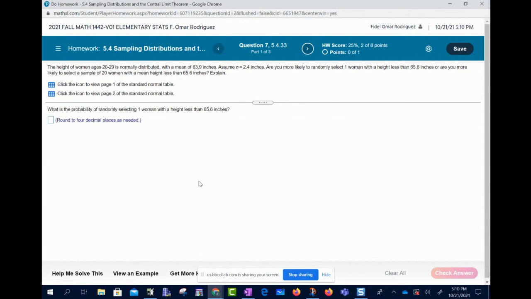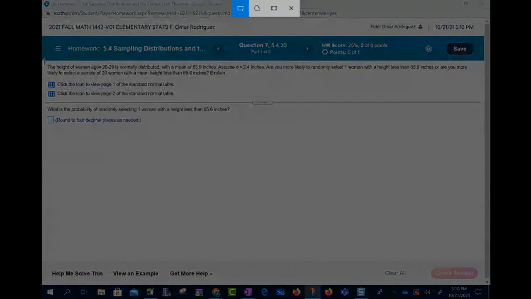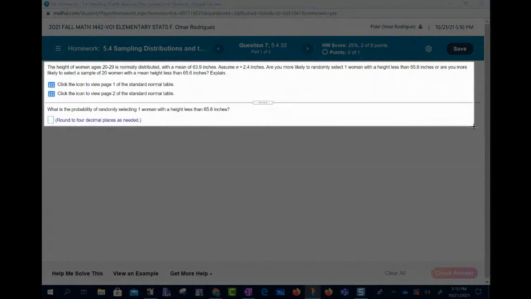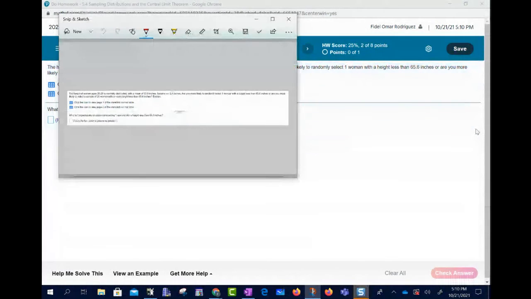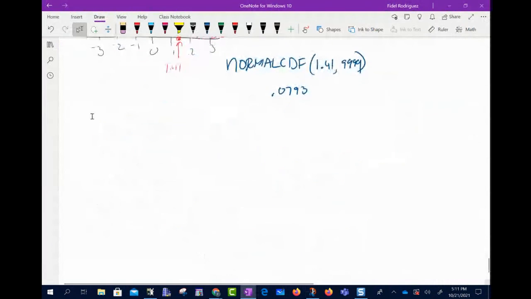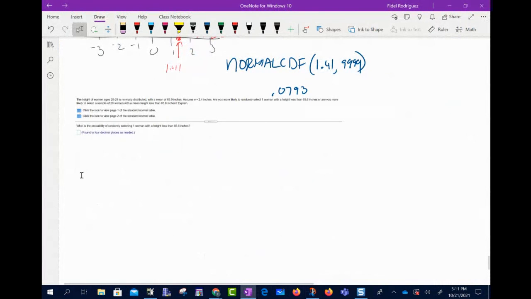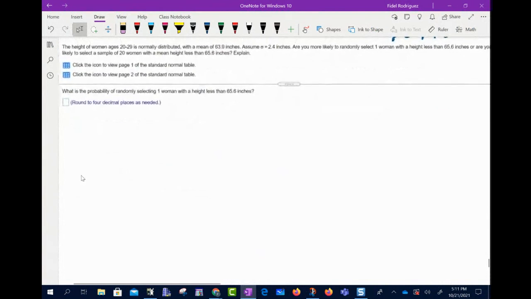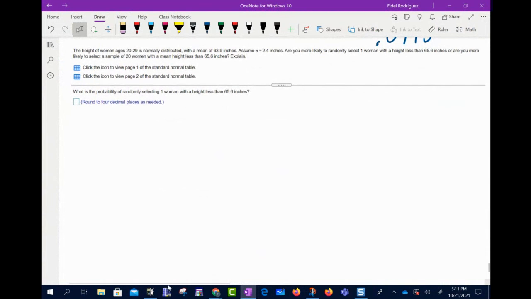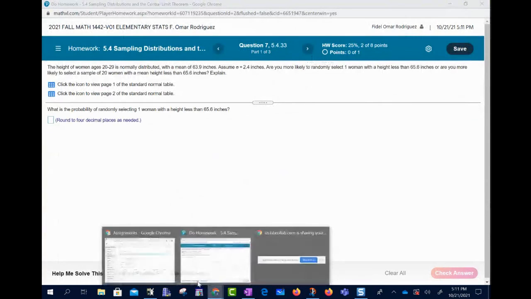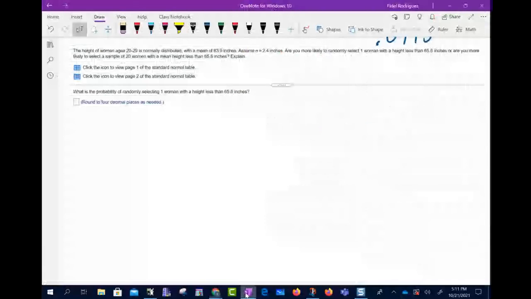Okay, so it says the heights of women in the age 20 to 29 is normally distributed with a mean of 63.9. Assume sigma is 2.4. Are you more likely to select? Oh yeah, definitely. Okay, so look, I'll tell you what. Let's definitely do this one here. This is a good problem for us to do. Yeah, this is definitely a good one. Okay, so let me paste this in here, y'all. And okay, let's see. Here we go. And I'm just going to make sure you guys can see it. Yeah, I think you guys can see it now.